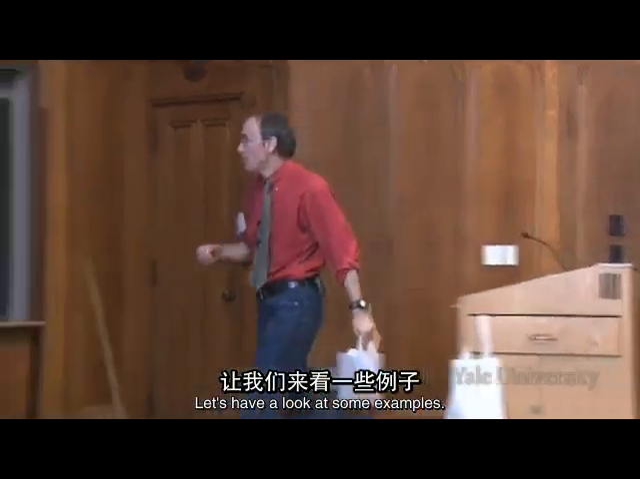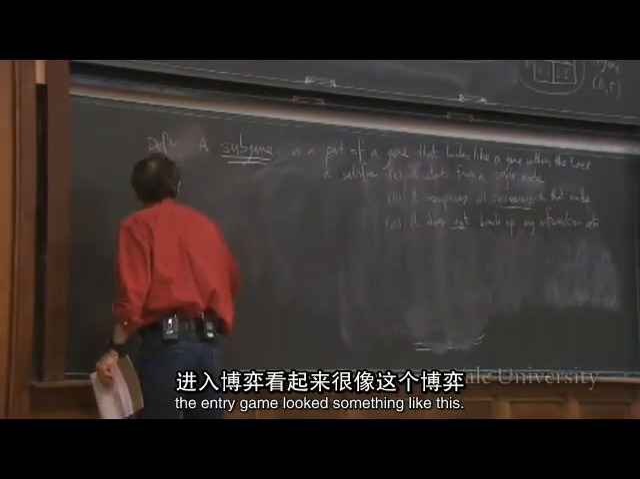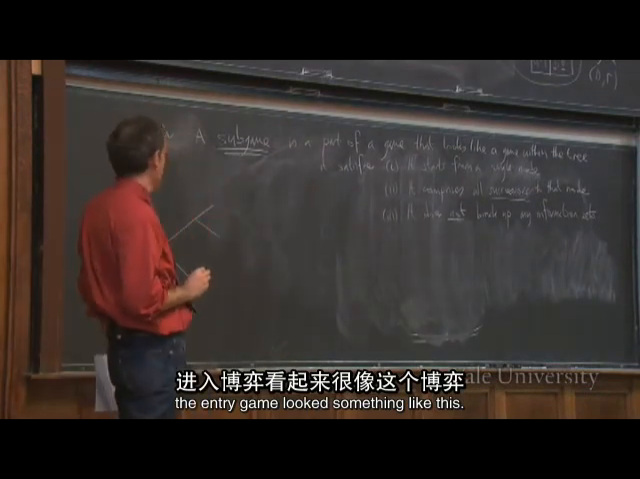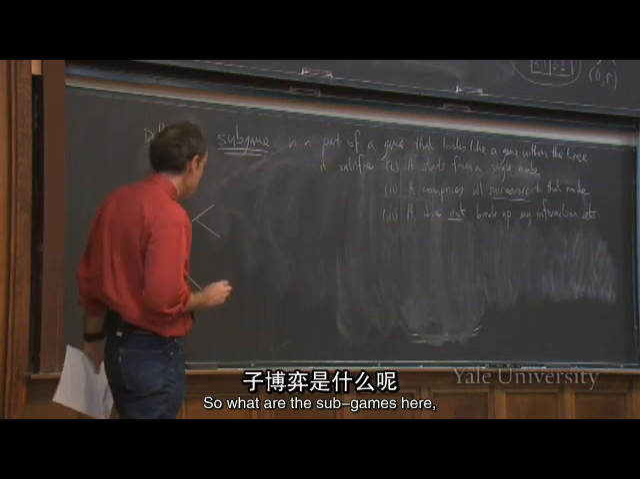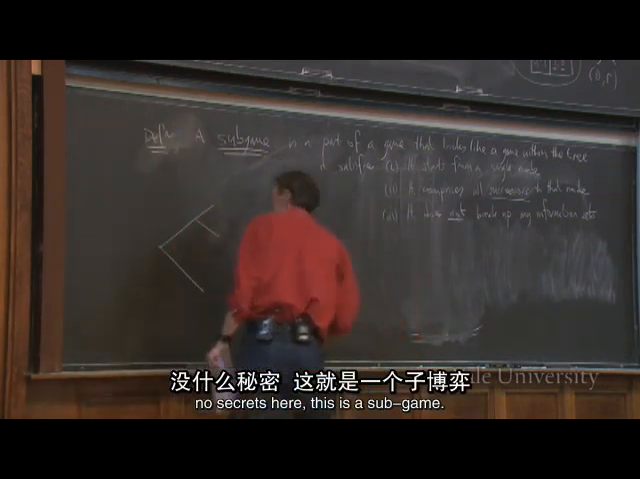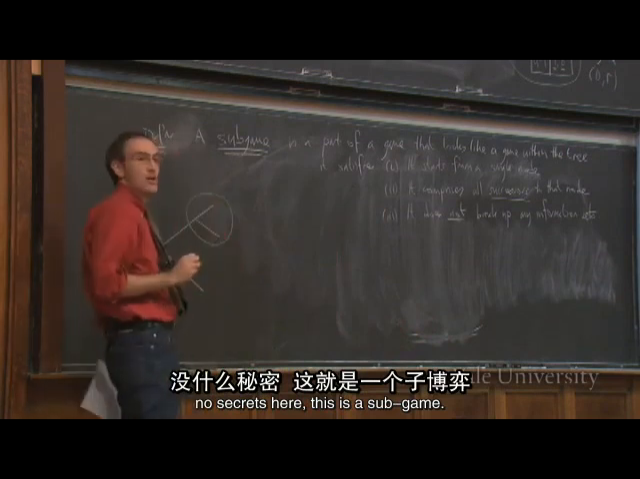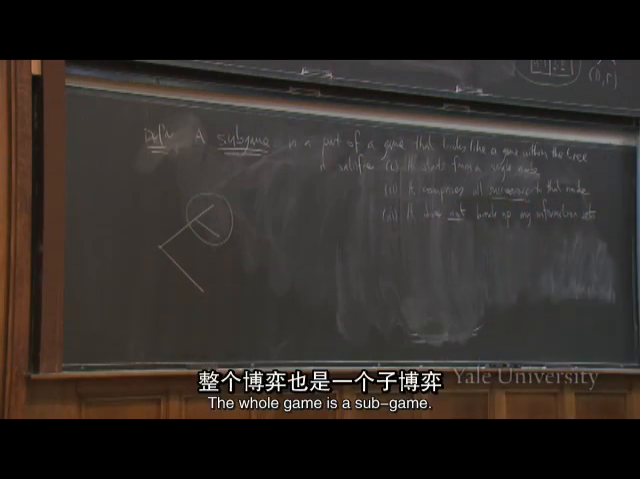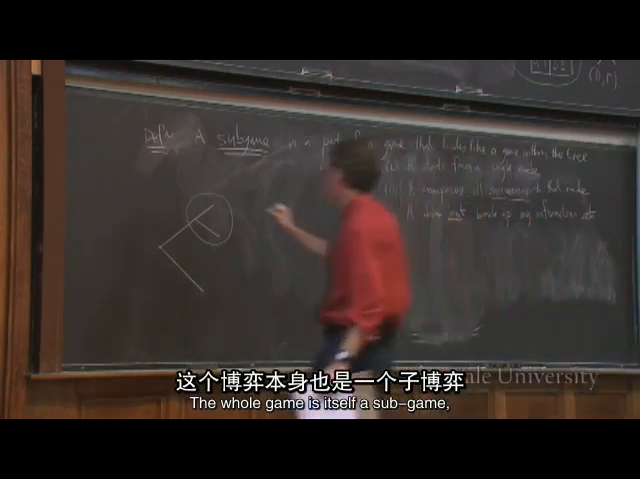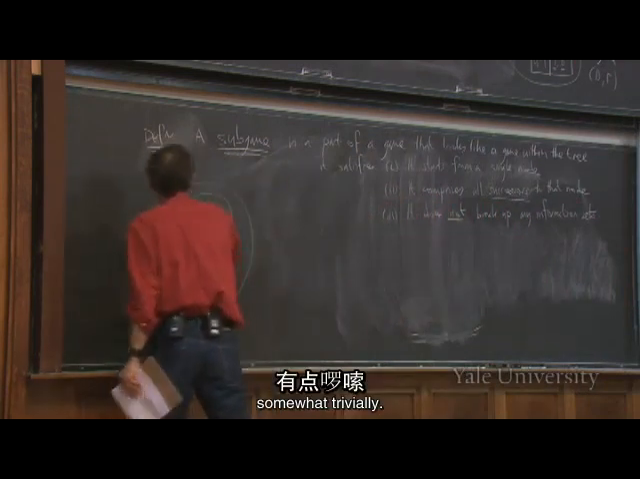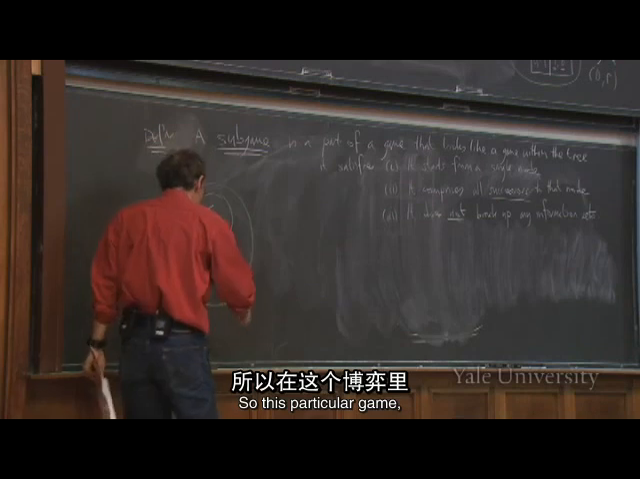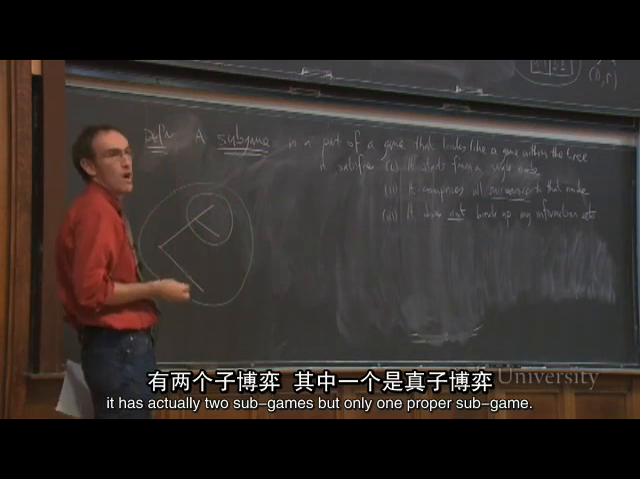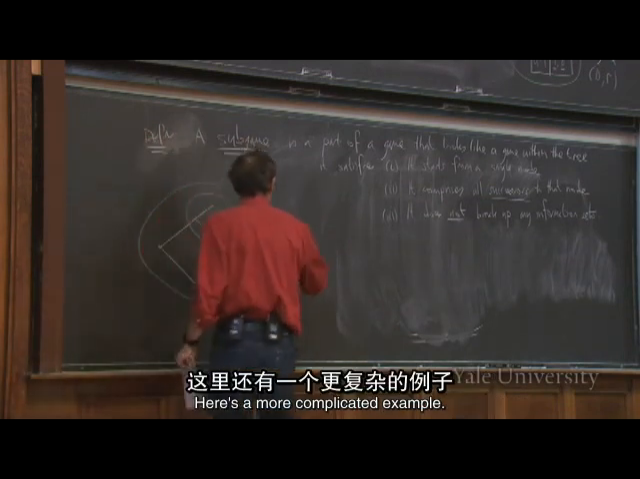All right, let's have a look at some examples. We've got one example up there. The entry game looked something like this. So what are the subgames here? So no secrets here. This is a subgame. There's actually another subgame. You want to see what the other subgame is? The whole game is a subgame. The whole game is itself a subgame, somewhat trivially. So this particular game, which is the schematic of the entry game, has actually two subgames, but only one proper subgame. Here's a more complicated example.